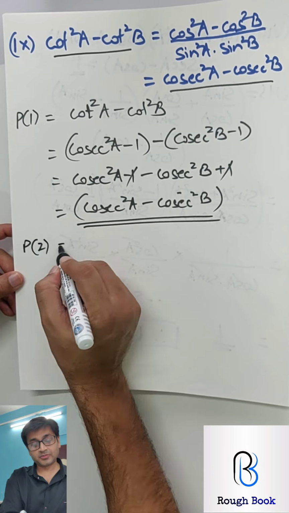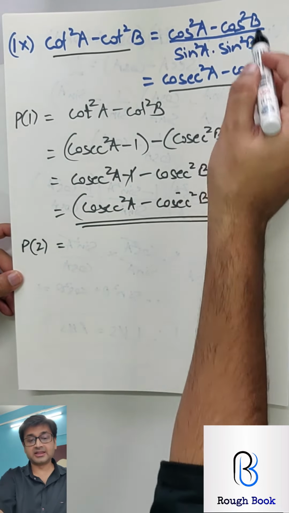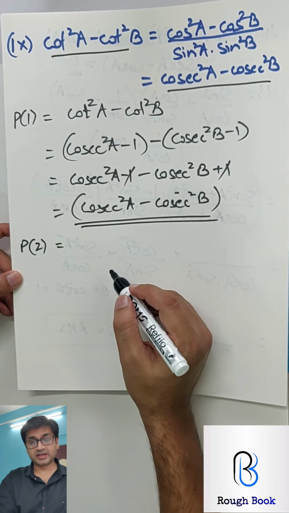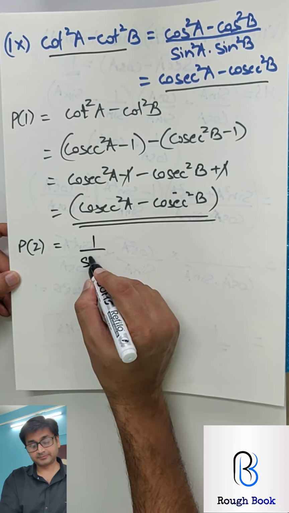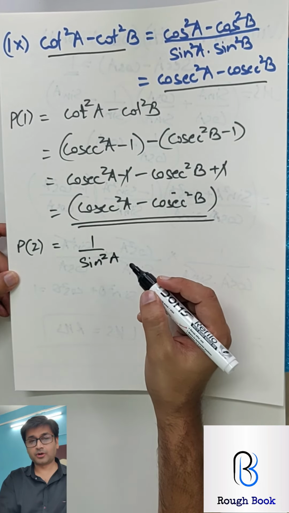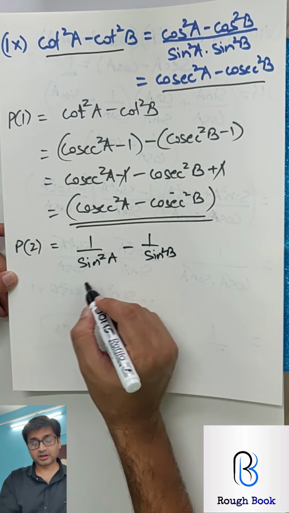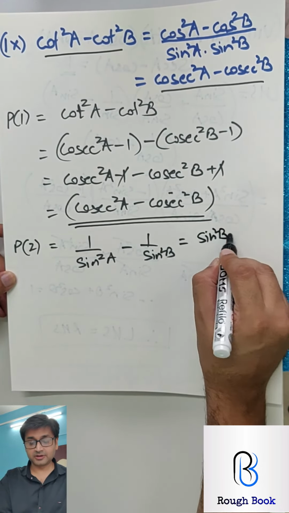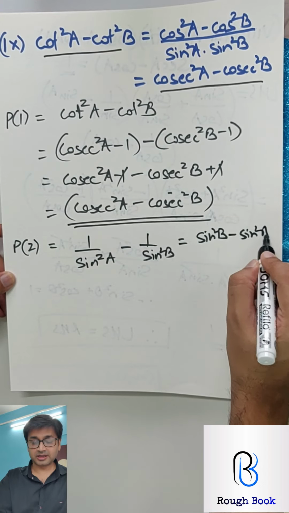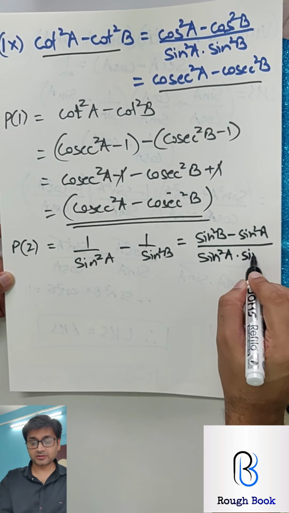So part 2 is the same thing. Let's pull it up. Convert this into sine cos and then try and reach over here. So cosec. What can I write for cosec? 1 upon sine. Okay. What can I do next? The LCM. So I'll get sine square B minus sine square A upon sine square A into sine square B.